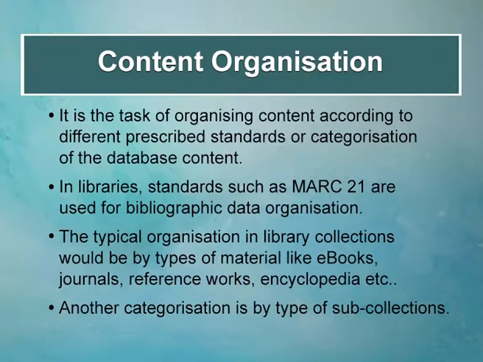The typical organization in library collections would be materials like e-books, journals, reference works and encyclopedias. Another categorization is by type of sub-collections. One may be the type of main collections, just like e-books. Those are the categories that they will be categorized into, and the other type of categorization is the sub-collections of the main collection. In this way, normally, the traditional library organizes.